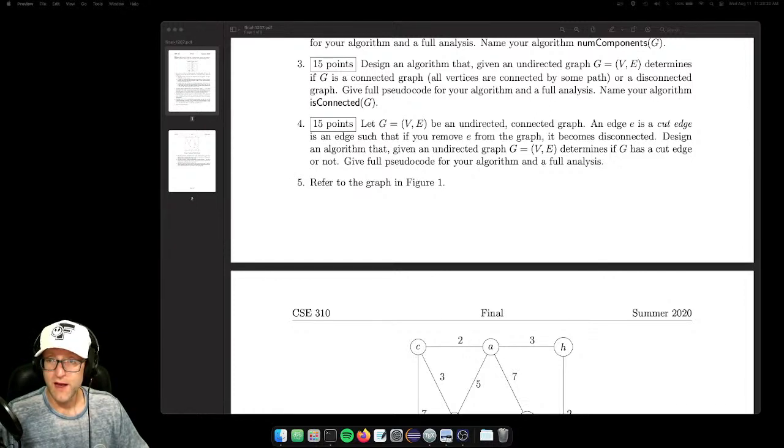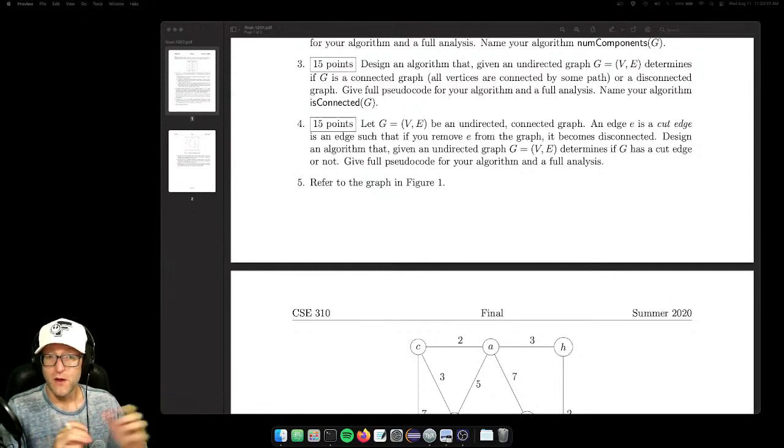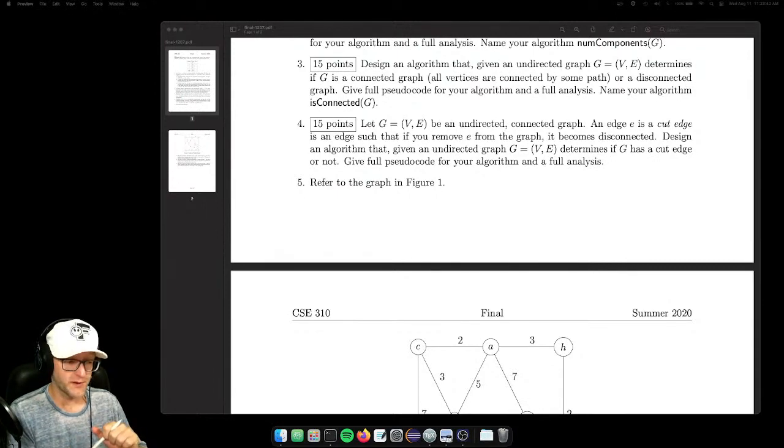Right? 4, let G be an undirected connected graph. If E is an edge cut, an edge is an edge cut if, when you remove it, the graph becomes disconnected. Design an algorithm that, given an undirected graph, determines if G has a cut edge or not. Give full pseudocode for your algorithm and a full analysis.